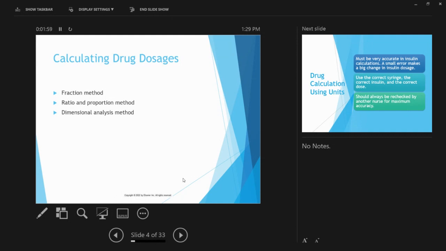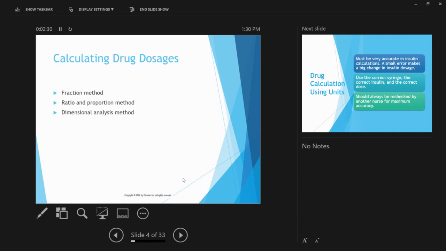You can also use the dimensional analysis method, which is personally the method that I use. But really, the best way to approach these types of concepts and problems is to try a couple different methods. So maybe try your first problem with the fraction method. Then you can try the ratio and proportion, and then maybe try dimensional analysis. See which way feels most right to you, and then continue to use that method.